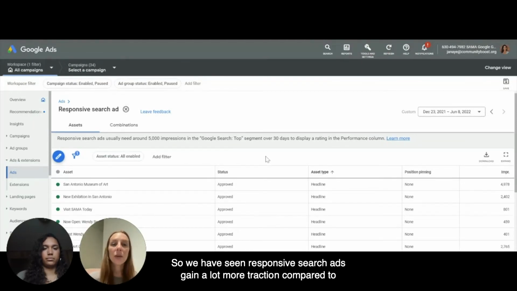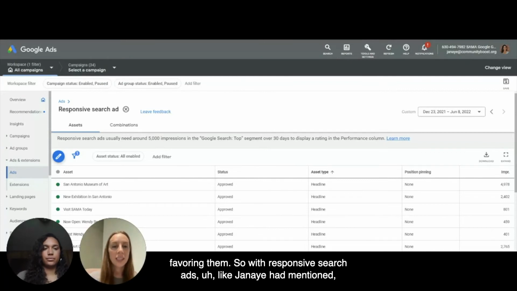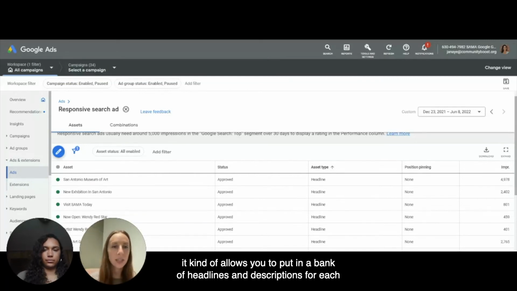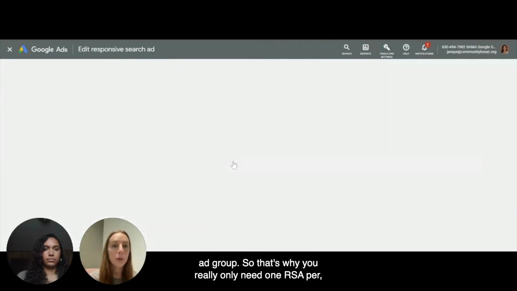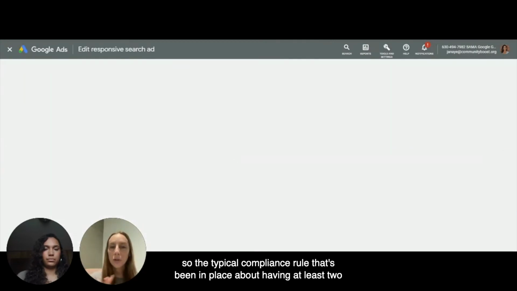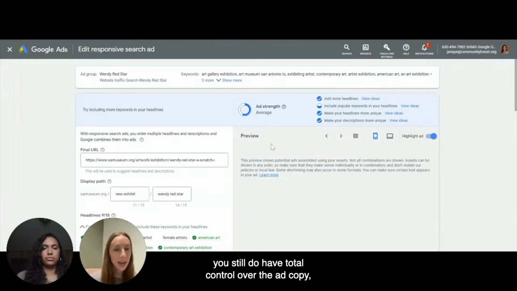So RSAs have been available for about a year now, but they will be the primary format starting in July. So we have seen responsive search ads gain a lot more traction compared to expanded text ads. That's just because they're the new ad format and Google is really favoring them. So with responsive search ads, like Janaye had mentioned, it allows you to put in a bank of headlines and descriptions for each ad group. So that's why you really only need one RSA per ad group. So the typical compliance rule that's been in place about having at least 2 ads per ad group will be going away in July.